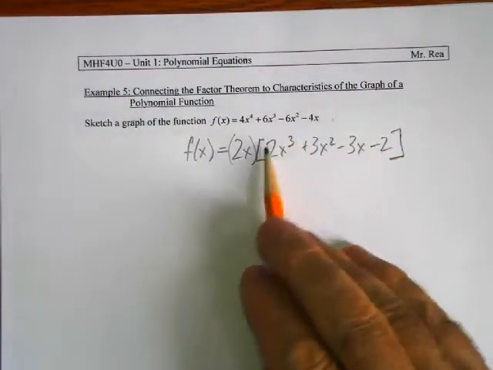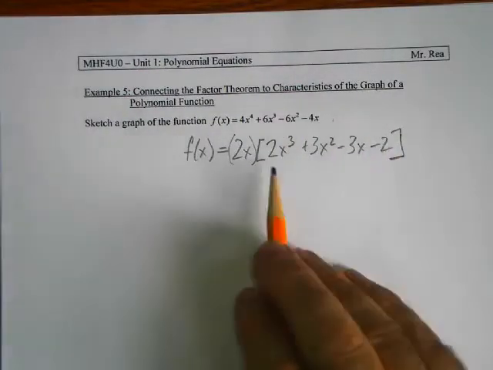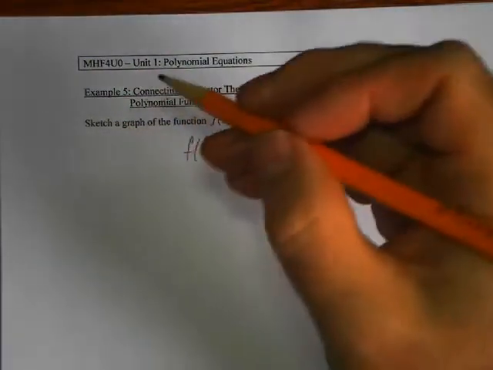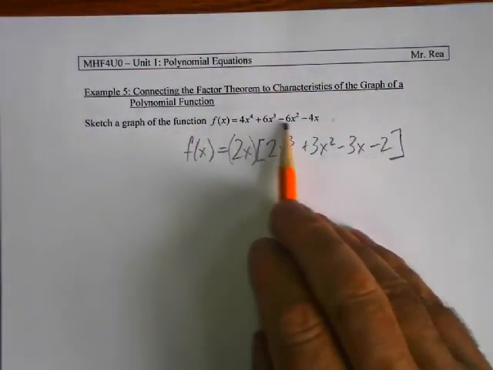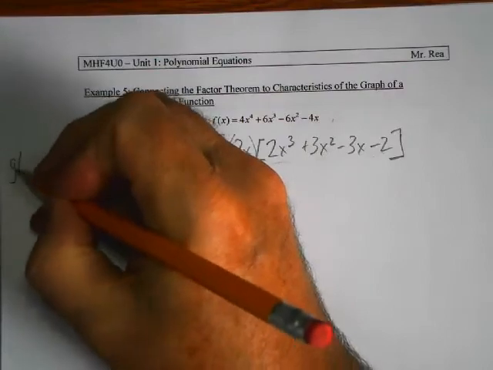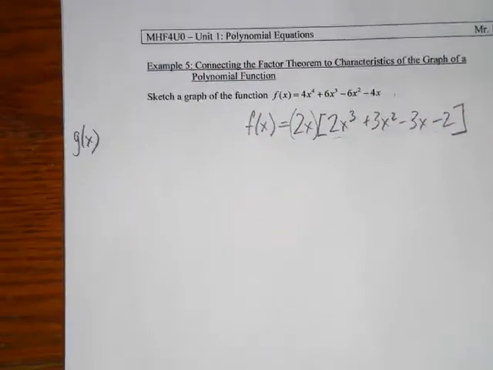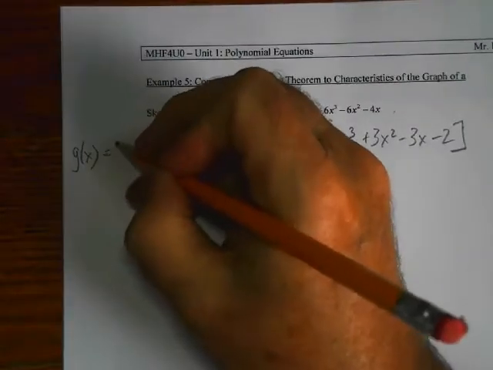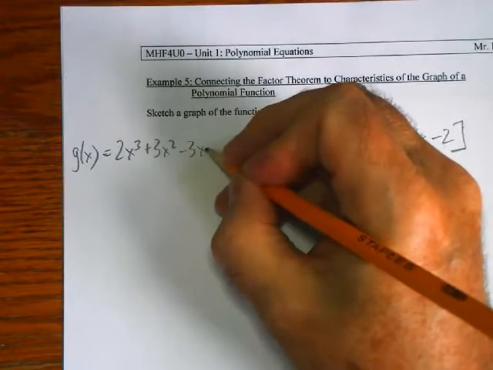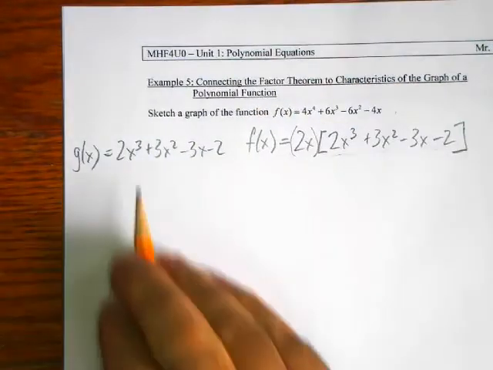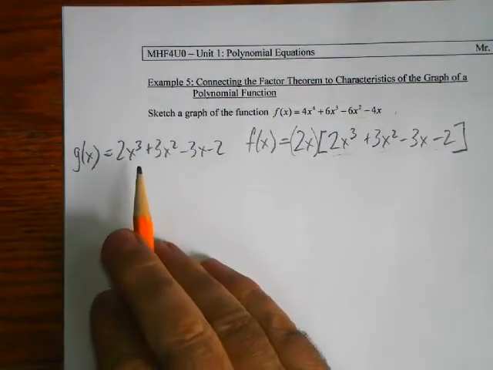Okay, and now you can see I've actually already got one factor here, 2x. So I'm going to start working with this. I'm going to do a little side thing here. Now I can't call this f of x because it's not the same as this. So I'll just give it a new function name, g of x, and we'll work with that. So 2x cubed plus 3x squared minus 3x minus 2. So now we're working with this.